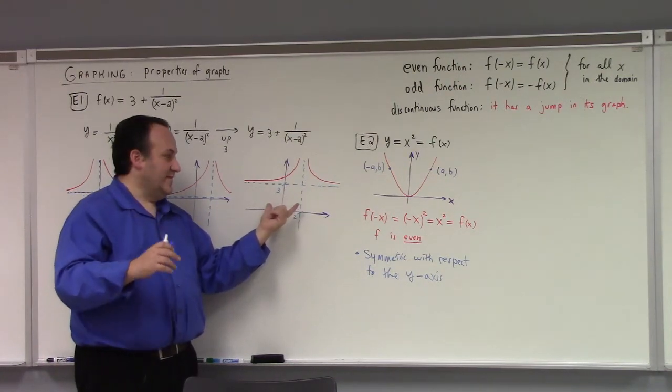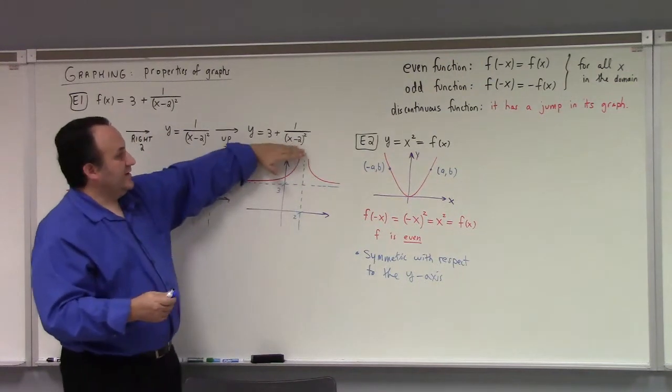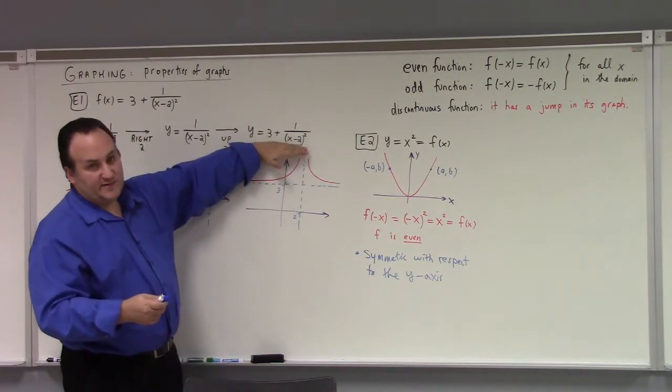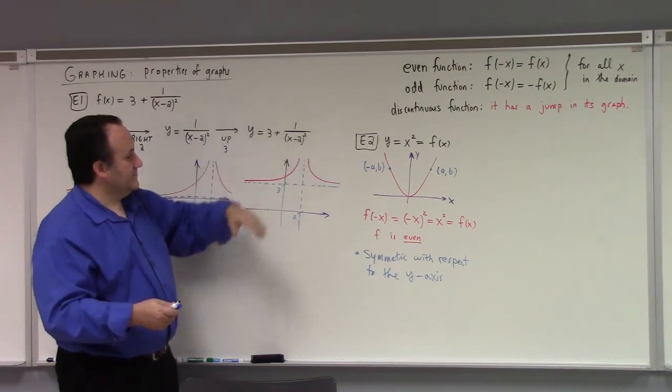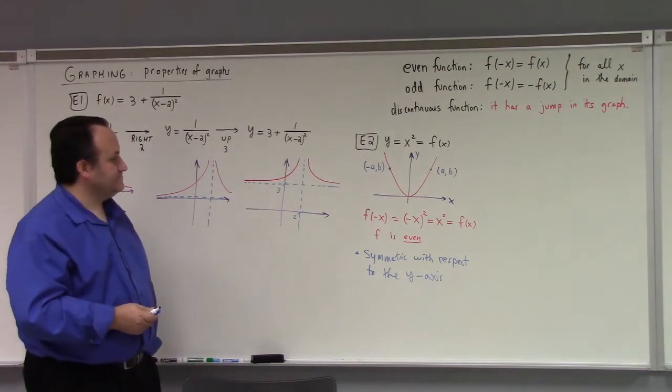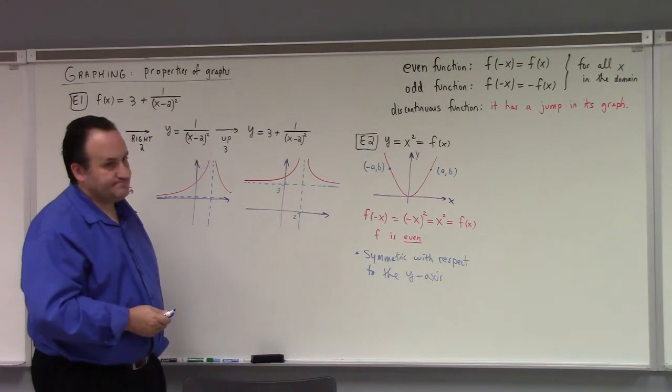I mean, more to the point, this is not symmetric with respect to the y-axis. Therefore, this function right here, 3 plus 1 over x minus 2 squared, is not an even function. All right.